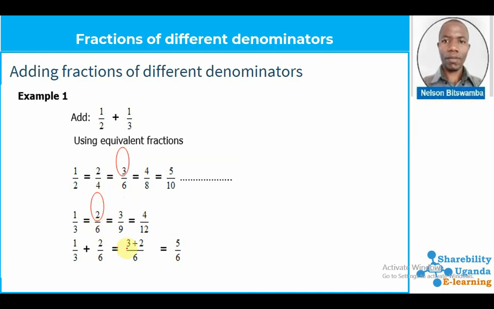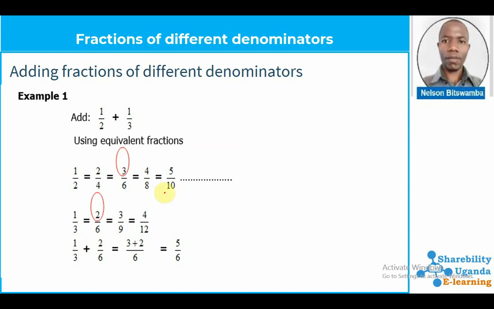So we shall say our 6 is going to be our common denominator. Then we shall use our 6 here. We divide it by this denominator and also divide it by this one. Then we multiply the product. Okay, so let's start one by one.